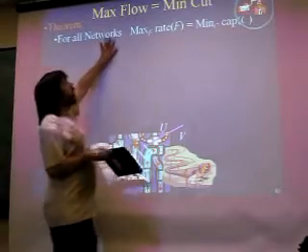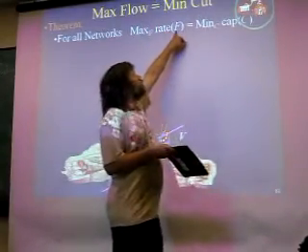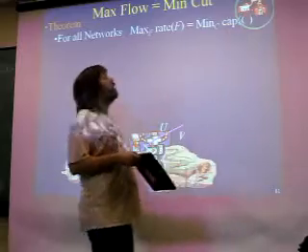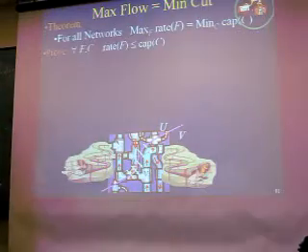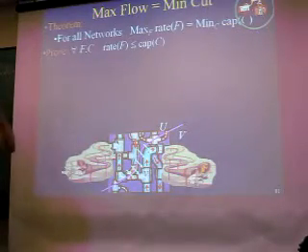For every network, the maximum that you can flow through the network is equal to the min cut. Right? And how are we going to prove that? We have to prove that it's the same thing as the roofs and the place to stand.